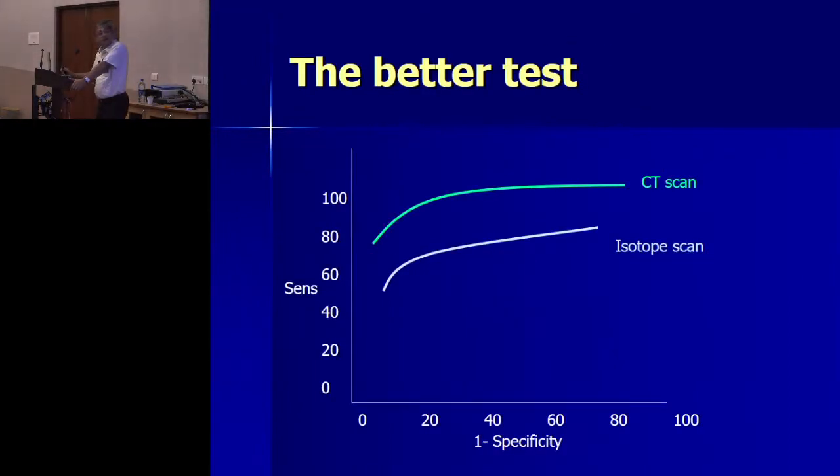So when there are two tests like this, isotope scan, CT scan, we got ROC curves. How do we decide which is a better test? Which do you think is a better test? Okay, so the greater the area under the curve, the better the test it is. So CT scan is better. But if you want to combine the two, does it work? Do we gain much more in doing that, and so on? So these issues are all complex, but at least to introduce you to some of these concepts.